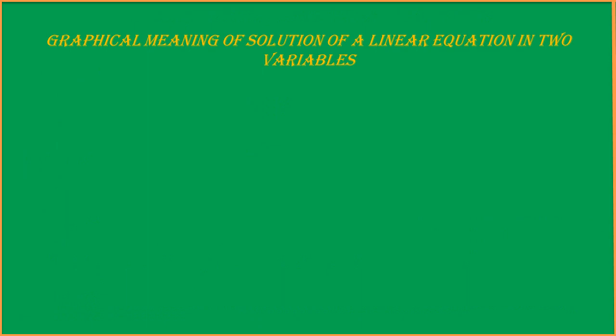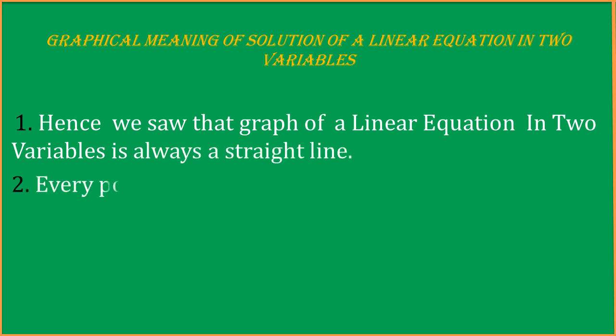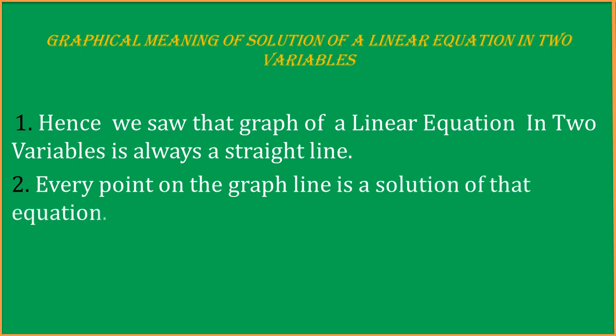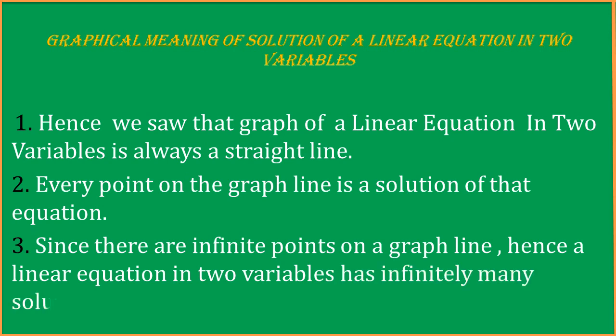So in general we have learned that the graph of a linear equation in two variables is always a straight line. Every point on the graph line is a solution of that equation, that is, every point on that line will be a solution of that equation. And on any line there can be infinite points, so every linear equation in two variables has infinitely many solutions. Thank you.